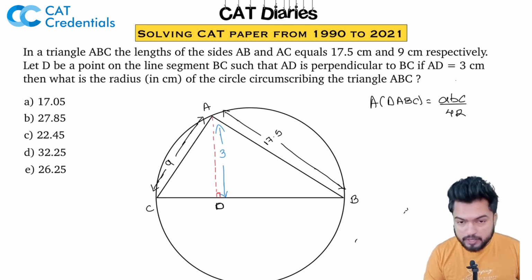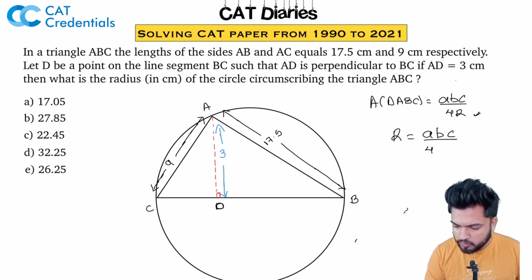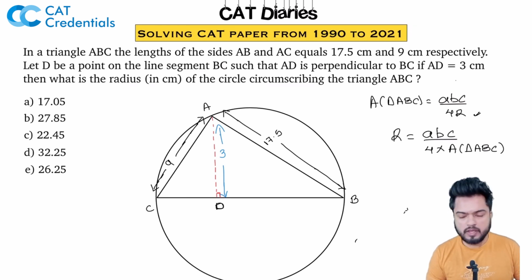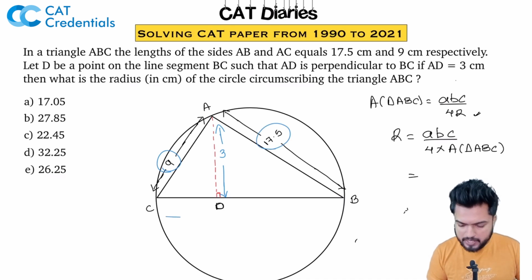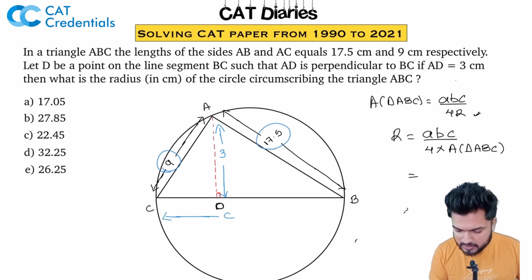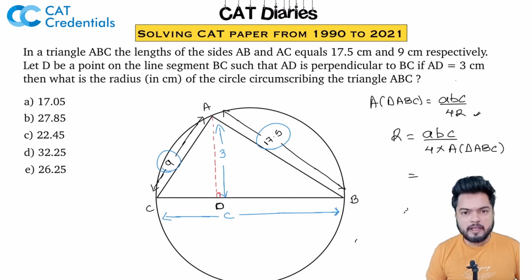I need to find out circumradius. So let's keep this R here. R equals A into B into C upon 4 into area of triangle ABC. Okay, it could be written in this way as well. Now, let's say one of the sides A is 9, one of the sides B is 17.5, and this is the other side C. You can call anyone A, B, and C, that doesn't matter. So I'm saying BC equals C.